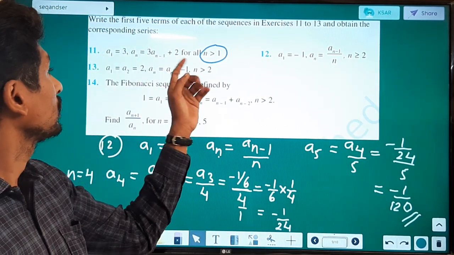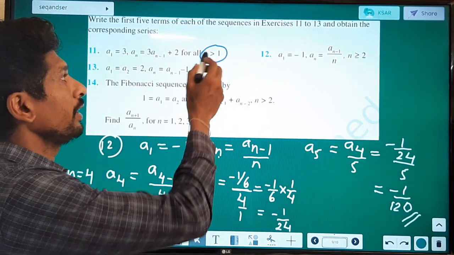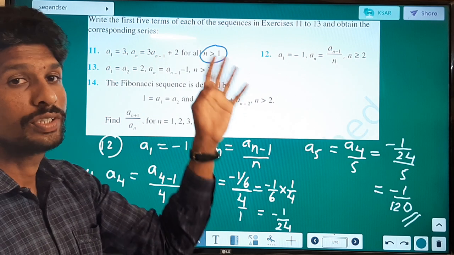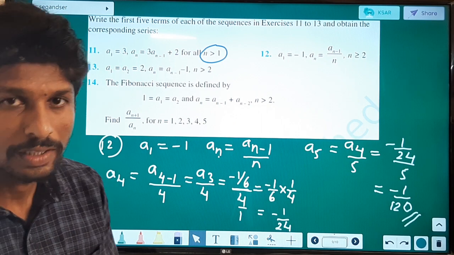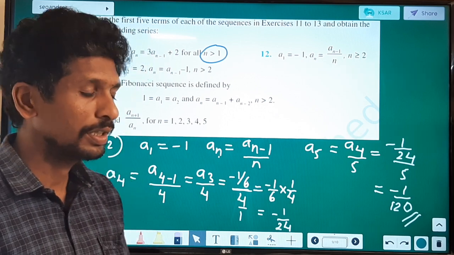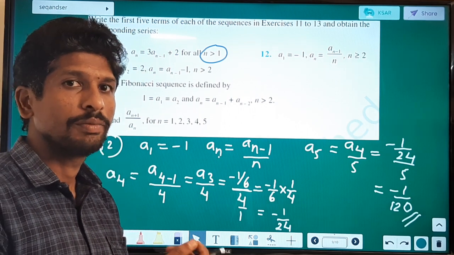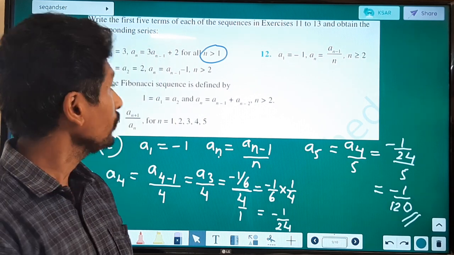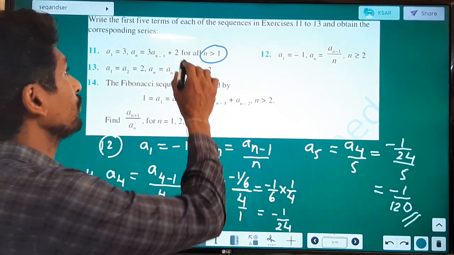Yesterday we discussed the sequence and series exercise number 9.1. In that we discussed up to the 12th problem. Yesterday we were finding the first 5 terms, but here they ask to obtain the corresponding series also. Check the previous video, we found only the sequence terms, the first 5 terms. But when the series is given, take the plus sign between the terms, that is the summation.